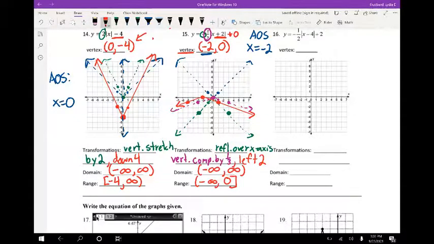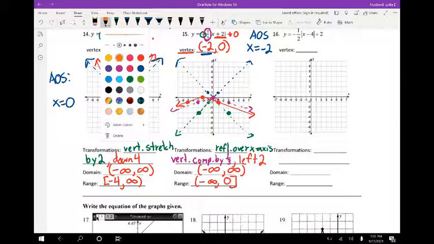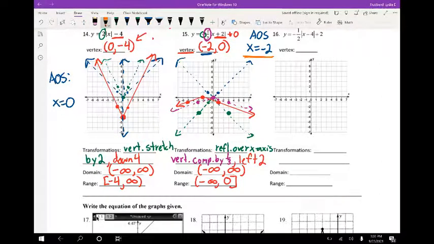Again, axis of symmetry is that vertical dotted line right here that's going through the value of -2. You don't have to plot the axis of symmetry, but if I asked you, I want you to make sure you know what it is.